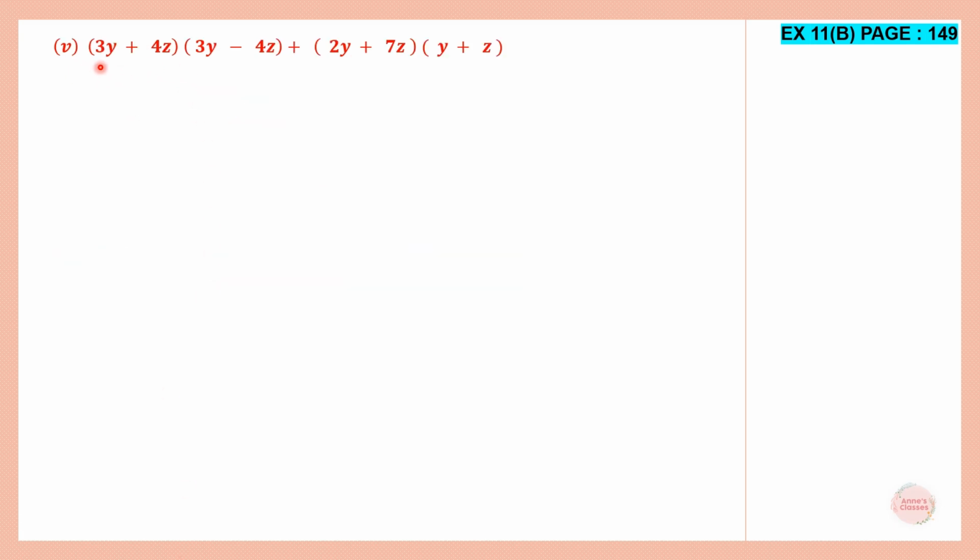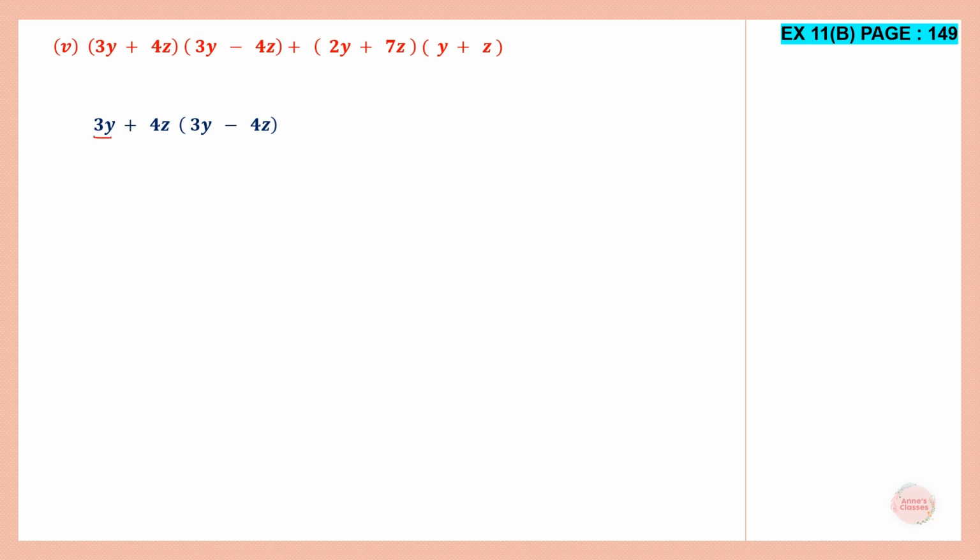Question 5. Here we have two binomials and here it's multiplication. Then here also we have two binomials, here it's multiplication, and there is a plus sign in between. That means first multiply these two, then multiply these two, and then add up the two answers. So let's begin with this. Here, multiplication of two binomials, you can write any one first. So let's begin with this. So 3y plus 4z into 3y minus 4z.